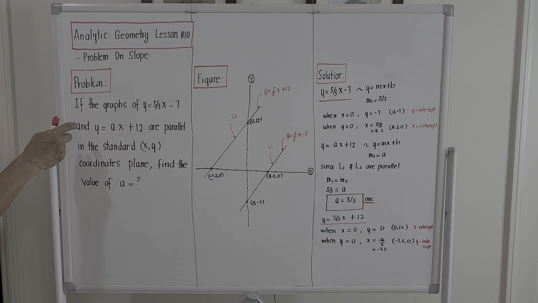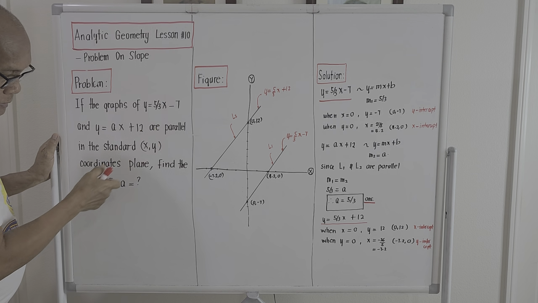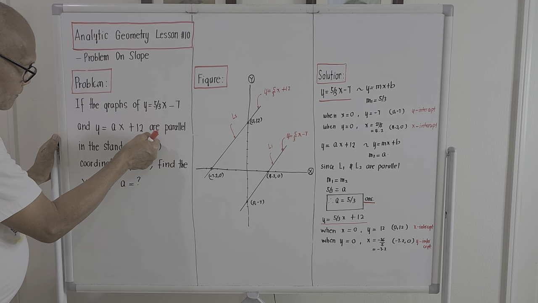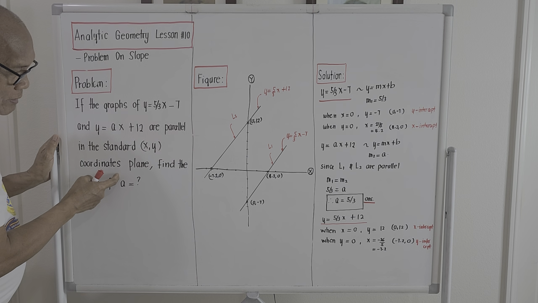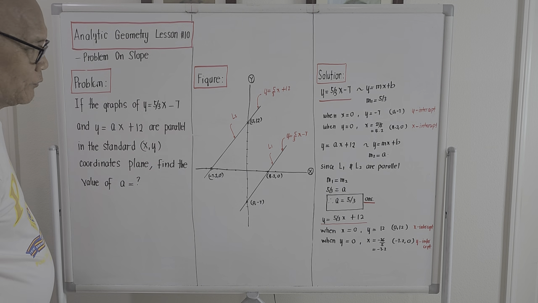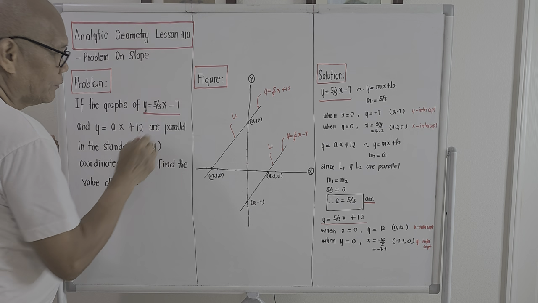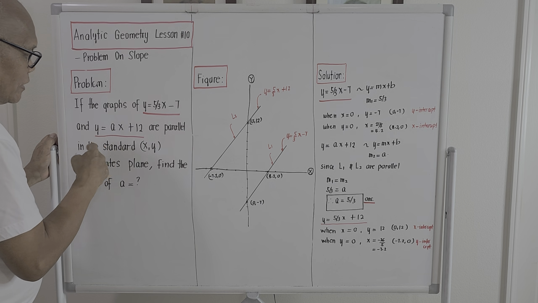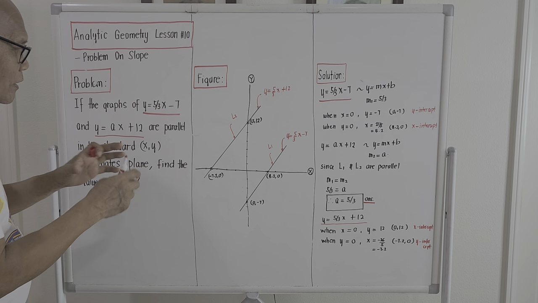Okay, the problem is, if the graph of y equal to 5/3 x minus 7, and the second equation is y equal to ax plus 12, are parallel in the standard xy coordinate plane, find the value of a. And here we are given two straight lines. The first straight line is y equal to 5/3 x minus 7. And the second straight line is y equal to ax plus 12. The given condition is that these two lines are parallel.